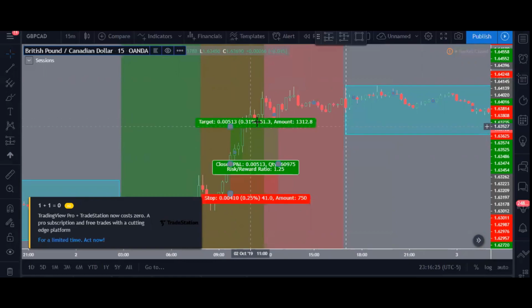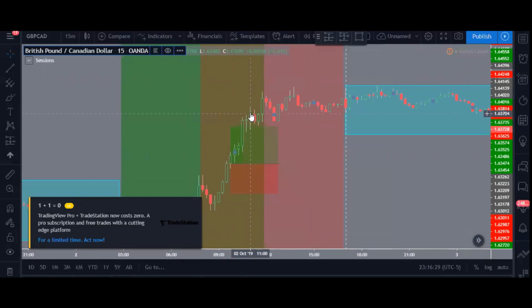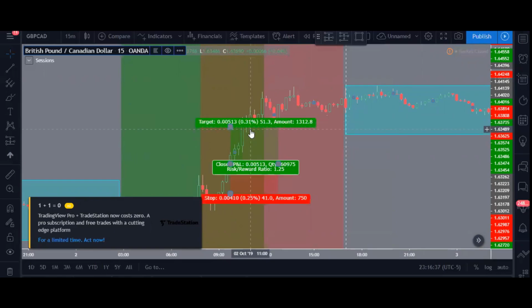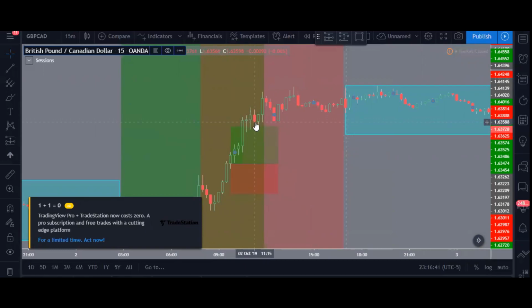Once that happened, I moved my stop loss to the bottom of this candle. And then this candle moved around a little bit. It never hit my stop loss. Ended up closing and opening this candle. I moved my stop loss to the bottom of that candle. So I'm fractaling the bottom of each candle until it hits it.